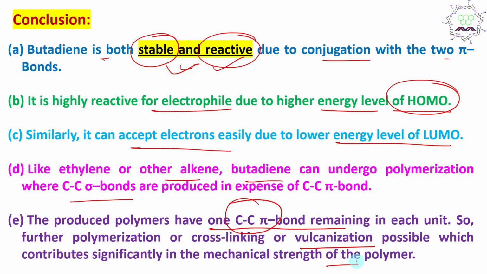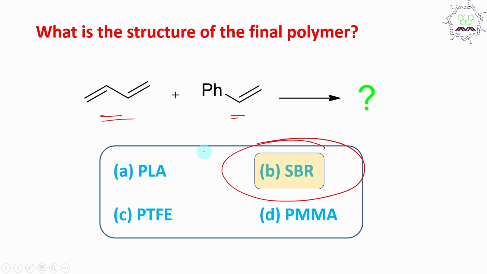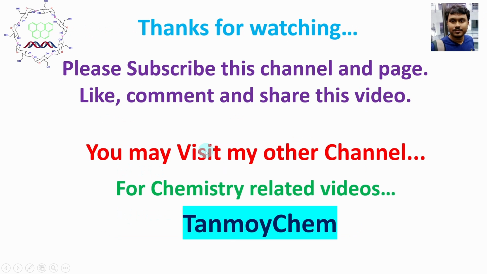So these are the points we have learned from today's video. Now let's go to our MCQ. What is the structure of the final polymer? So as I told, it's butadiene, this is styrene, so it will be SBR. So this is the final product. Okay, so this is the overall reaction, student.